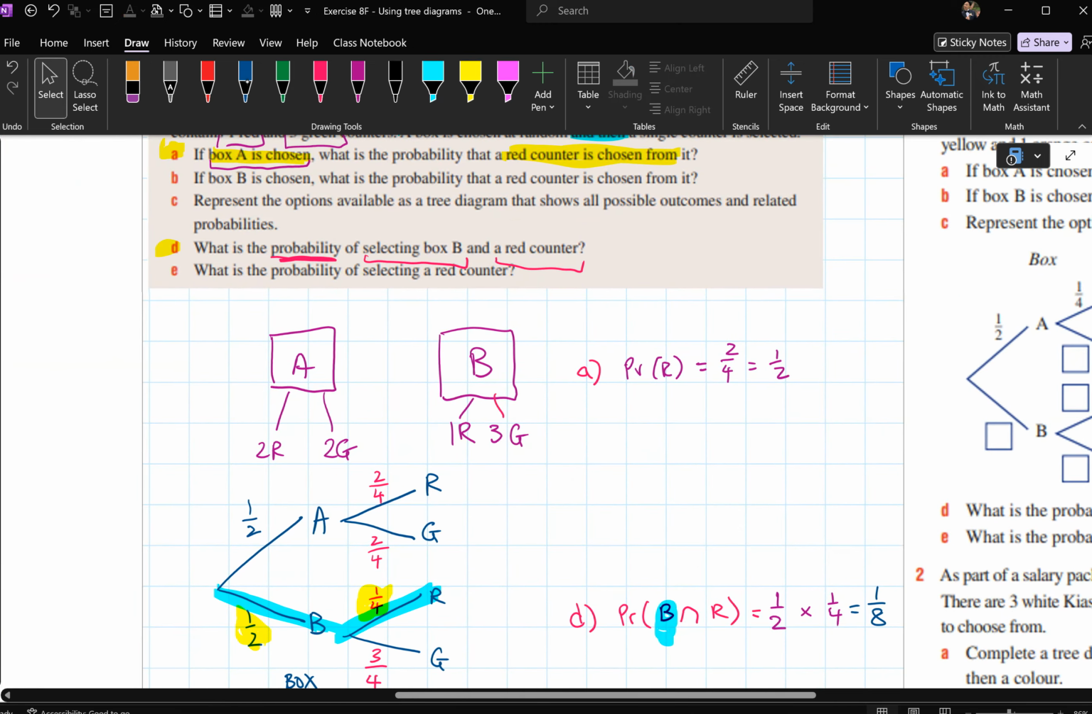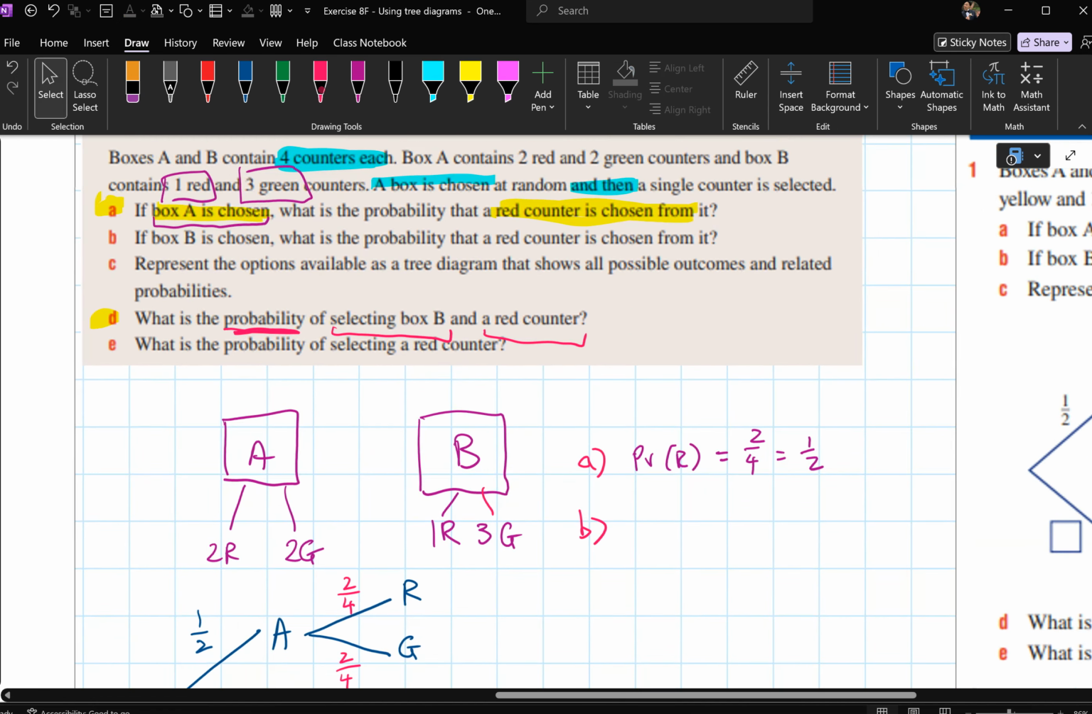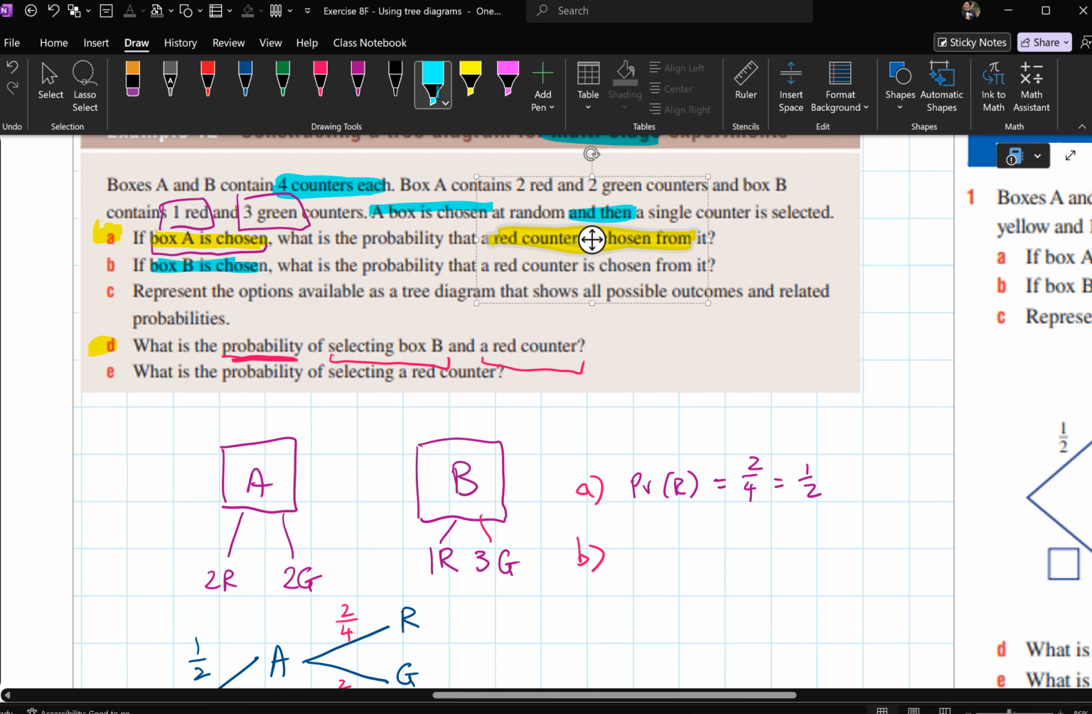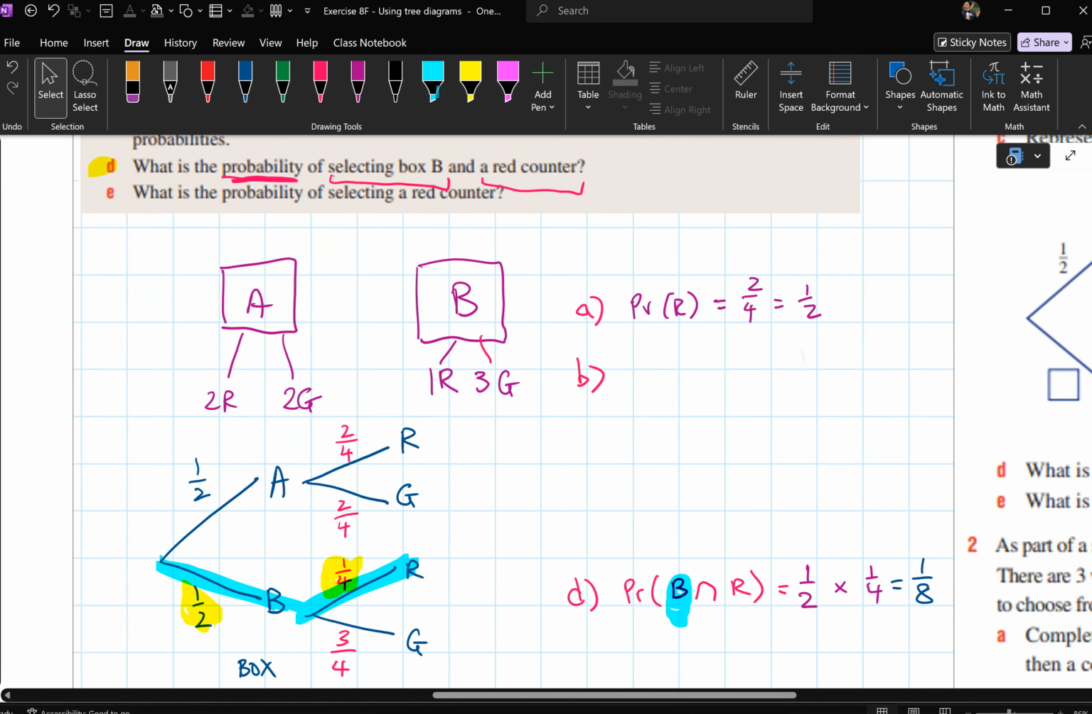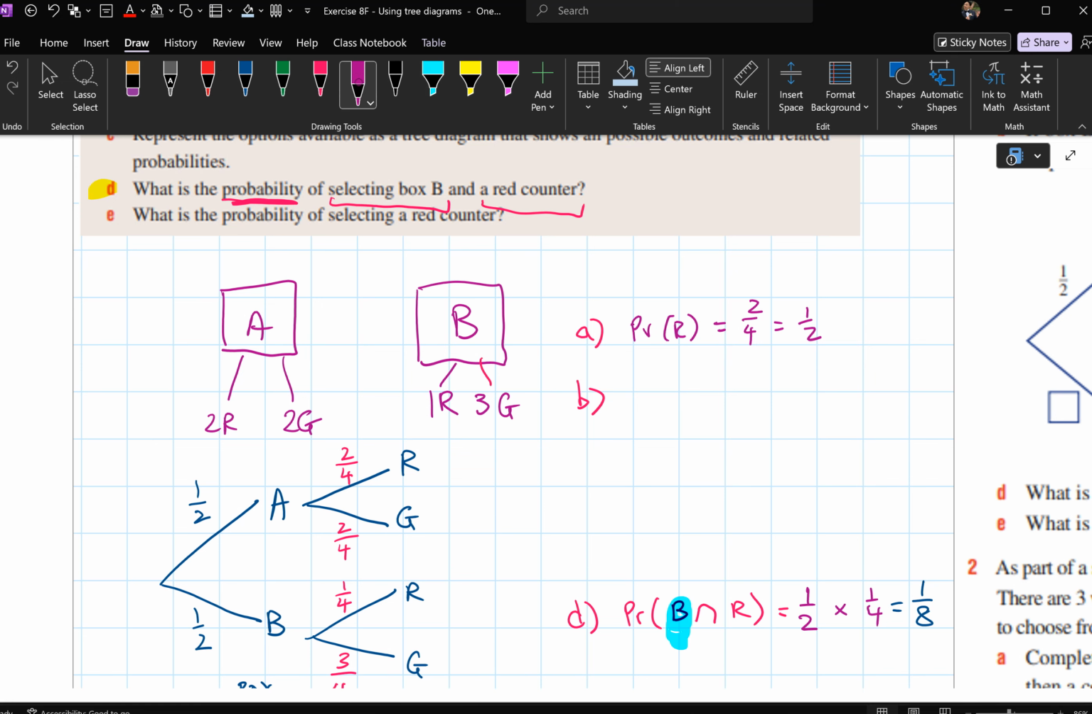Now let's answer the other questions, B and C. Let's have a look at B. B says, if box B is chosen, what's the probability of choosing a red counter? Looking at the diagram, if box B is chosen, what's the chances of choosing a red counter? Let's go, Derek.